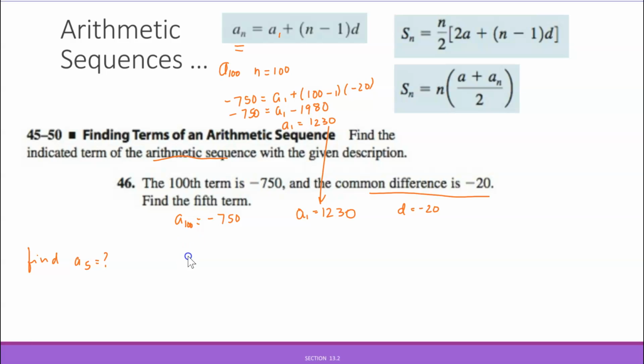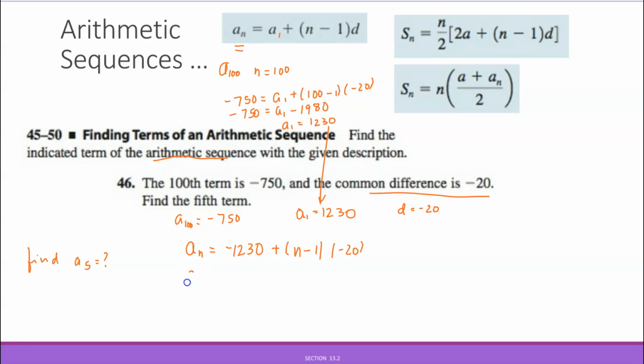Okay, if we have an nth term, let's see what the general formula might be. The nth term is the first term, which is found that. That was our negative 1230. So we're going to take our first term plus, we don't know n because we're getting the nth term, so that's going to be sort of a general number, and our common difference is negative 20.